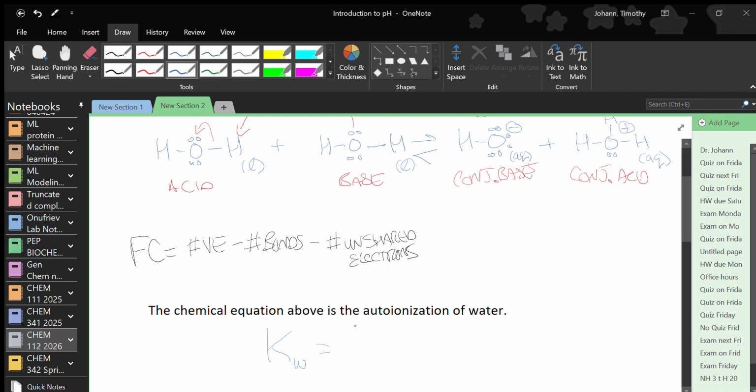Kw is going to be equal to the hydroxide concentration times the hydronium ion concentration, products, right? And then what do I do on the bottom? Nothing, because water's a liquid, right? Okay, I wrote that to trick you.